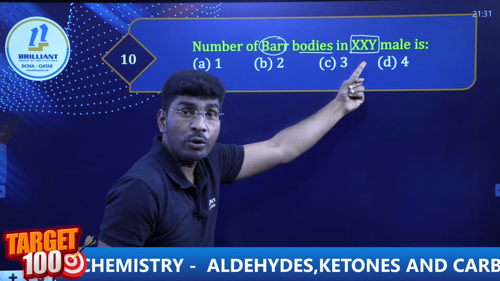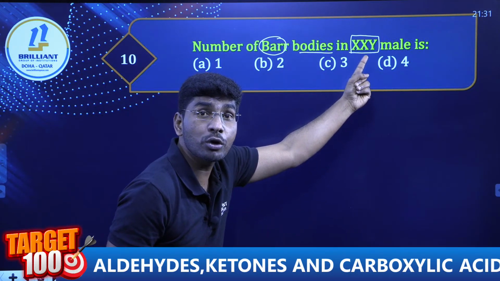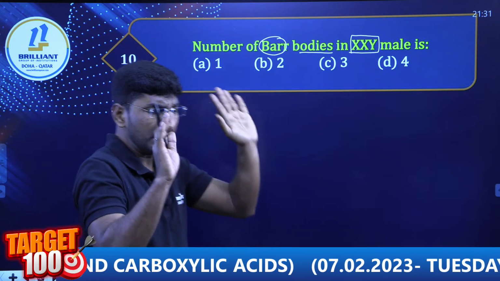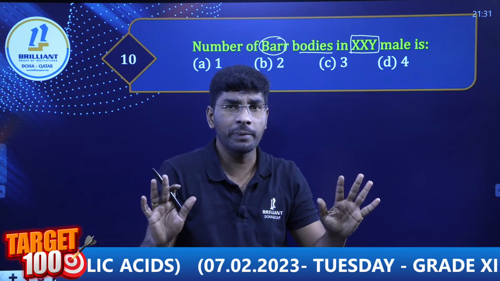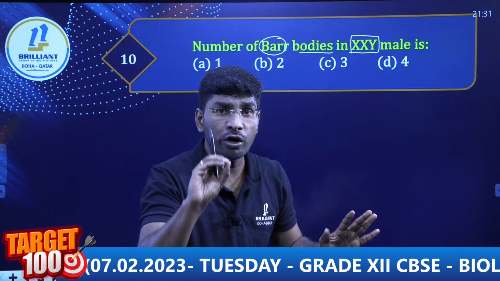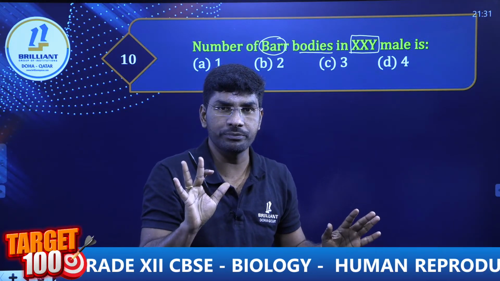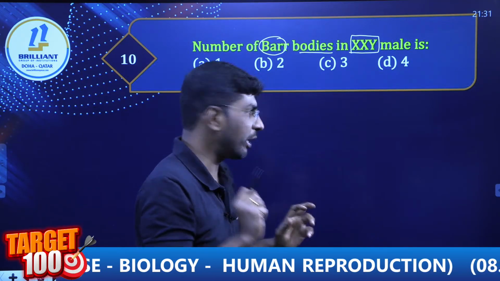It is a trisomy. What type of trisomy? Sex chromosome trisomy, or I can also say allosomal trisomy. Done? Remember, students, everyone look here. Barr body means an extra X non-functional chromosome. Let me explain.